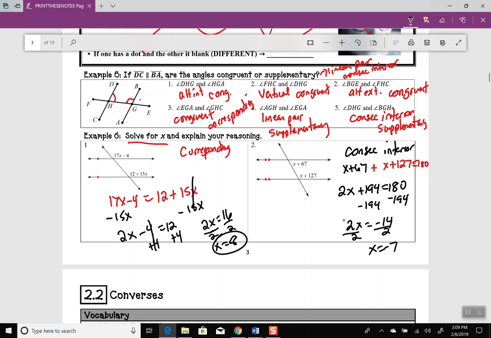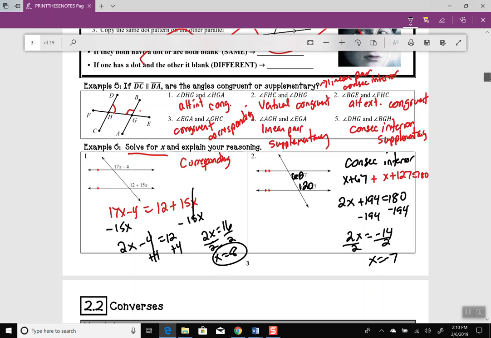Now this seems kind of weird to have negative 7 for an answer, but that's not saying the angle is negative 7. It just says x is negative 7. If you were to actually go back and plug that in, negative 7 plus 67, you'd find that this angle is 60 degrees. Likewise, you'd find that negative 7 and 127, this angle is 120 degrees, which gets you your 180. And that is the solutions for this homework.